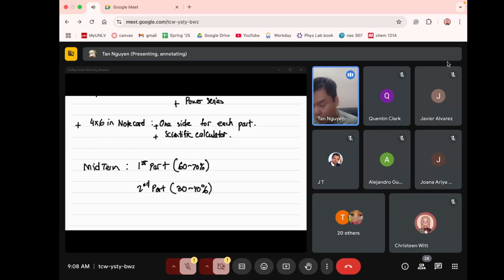Now, they should not be worth the same amount of points. However, when it comes to the final, things got switched up a little bit. So the first part of the final exam now is worth only from 30 to 40%. And the second part of the final exam is worth from 60 to 70%. So that means when I replace them, they have to be zigzagged a little bit. Does that make sense so far?